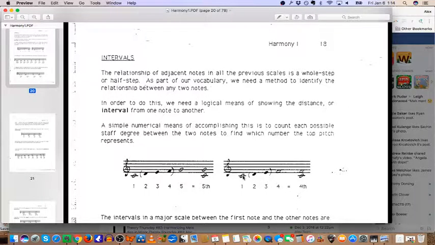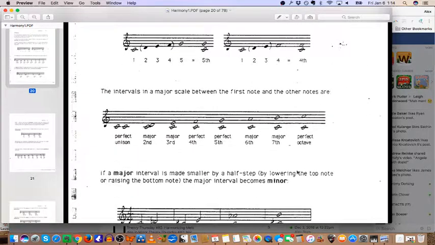Okay. Here's another example. Here's a C. 1, 2, 3, 4. Perfect fourth from C to F. Okay. Melodic version, harmonic version. Okay. The intervals in a major scale between the first note and the other notes are, and here is all of the possible ones in a major scale, just the ones that occur naturally.